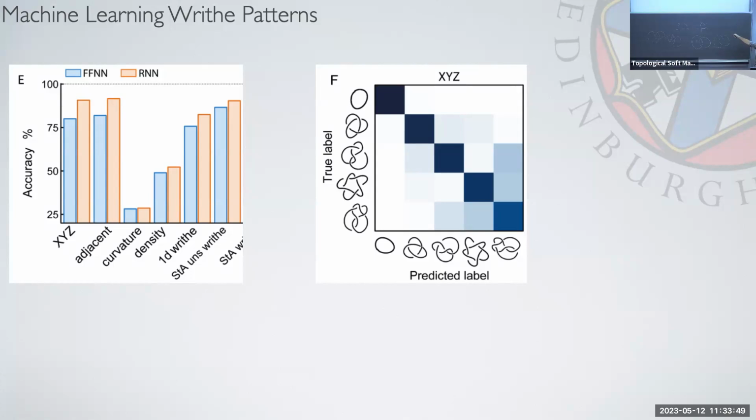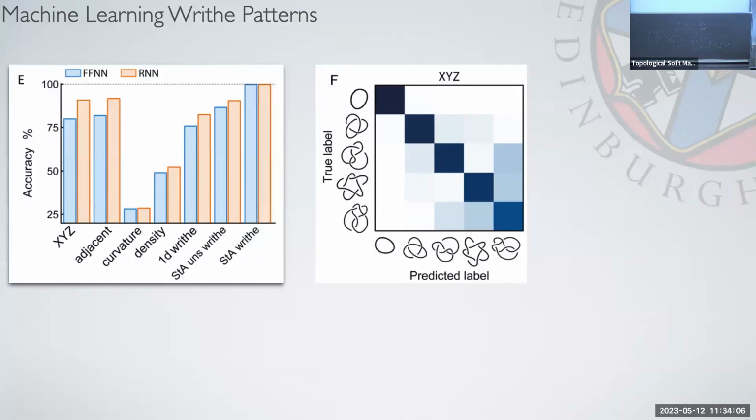The curvature performs very badly, around 30% accuracy. Then the density gets better, 1D writhe is better, and the segment to all unsigned writhe is a little bit better. But the one that stands out is the segment to all writhe, which gets to 99.99% or something like that. When we pass that feature, it contains more information than the coordinates themselves, so it helps the network identify what is important to recognize the knot topology. I think that is a crucial message here.